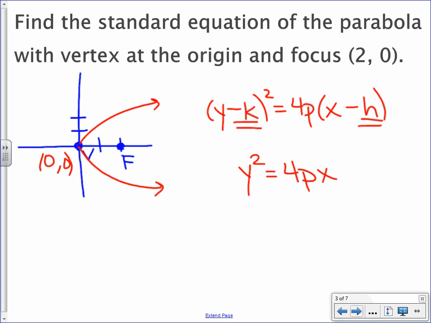Okay. Morgan, do we know what our p-value is? What is it? And why is it 2? Because the focus is 2 from the vertex. Okay. Our focus is 2 away from the vertex, which means our p-value is 2. So we have y squared equals 4 times 2 times x.